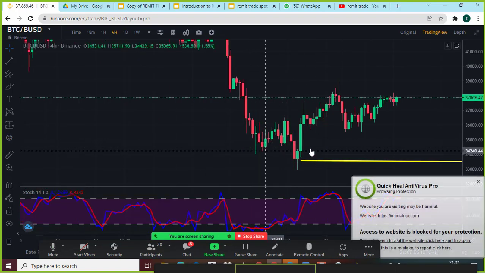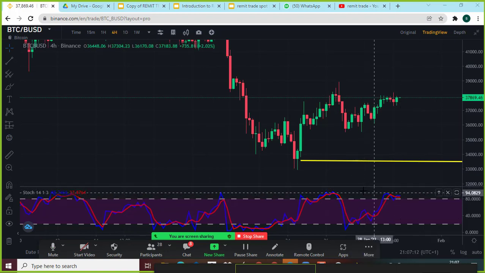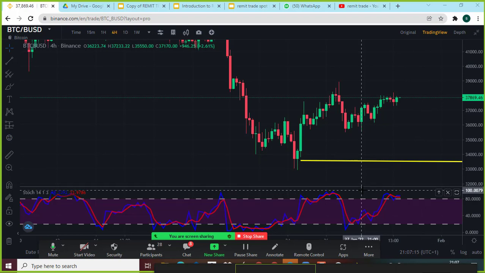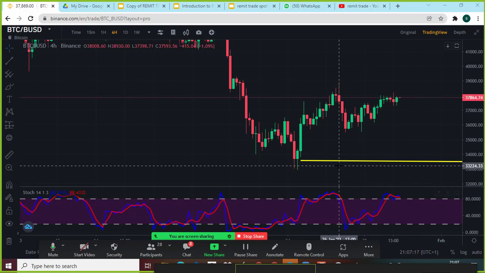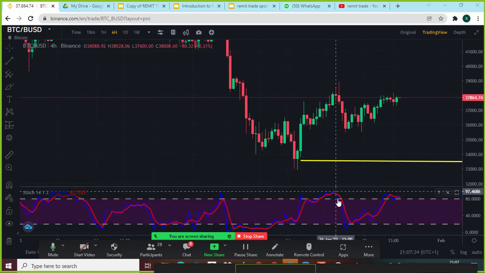So right now, the stochastic here is an indicator that shows where momentum, listen attentively, where momentum is heading to in the market. That also means that it shows you where momentum is dropping down in the market. So we can simply put that stochastic oscillator or stochastic indicator is a momentum indicator. So it shows you when momentum is going up, when momentum is coming down. Now, the stochastic has two major areas: the overbought territory or overbought condition, and oversold territory or oversold condition.